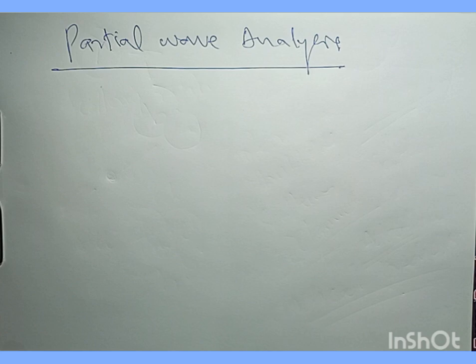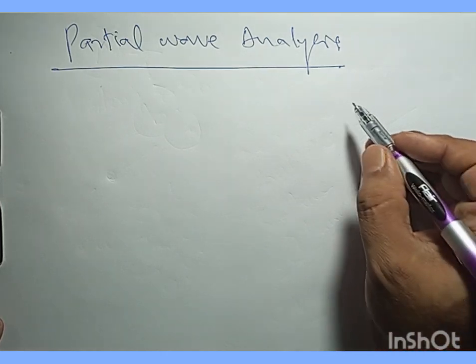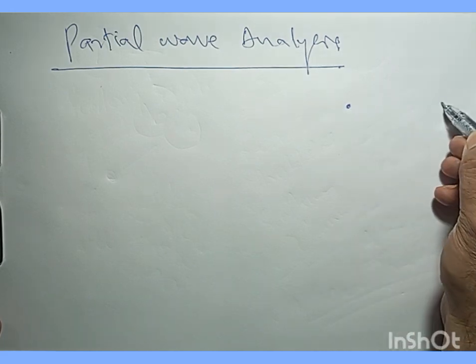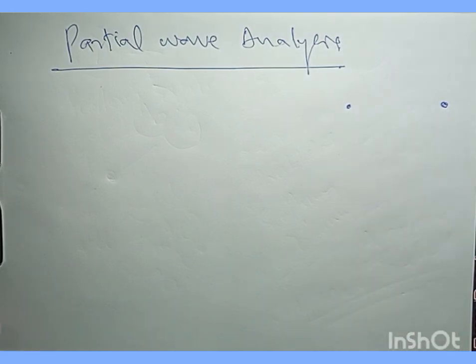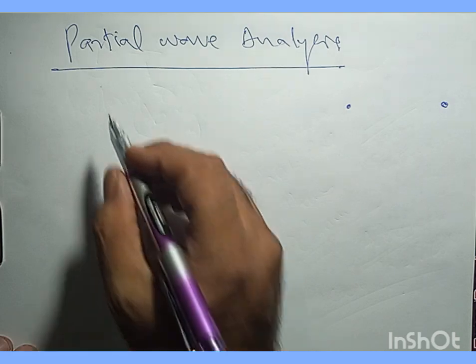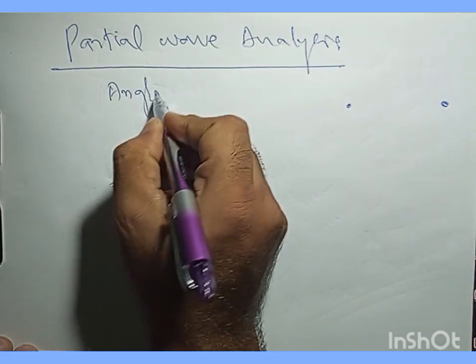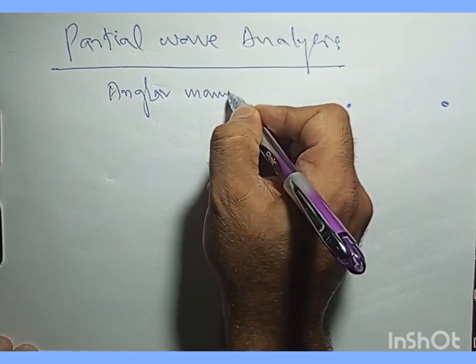Partial wave analysis is used to understand the scattering process when we have a probe approaching a target and interacting with the potential of that target. What it does basically is decompose a wave function into its components with some definite angular momentum.